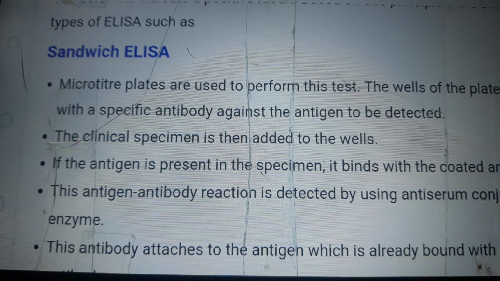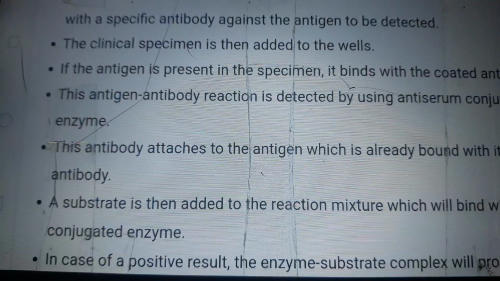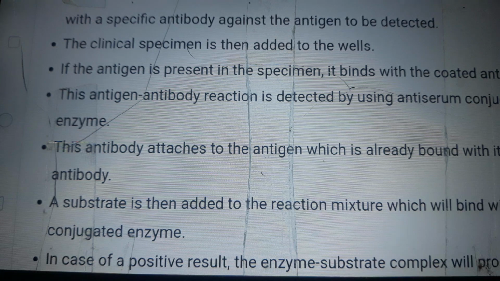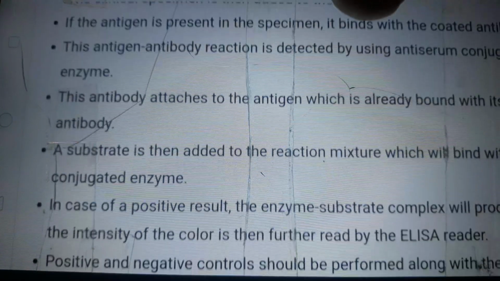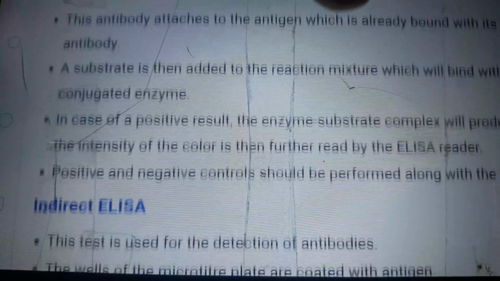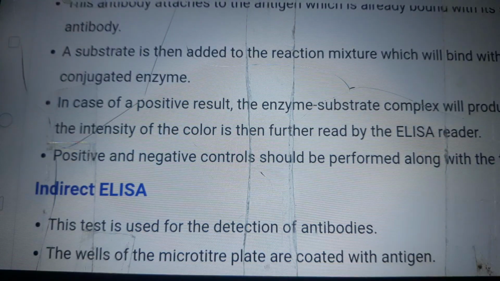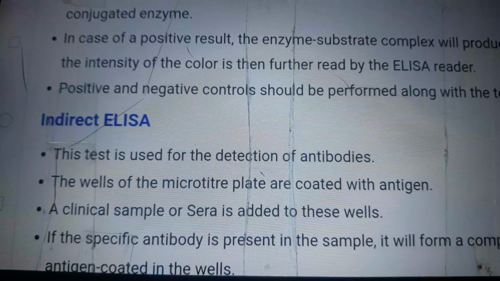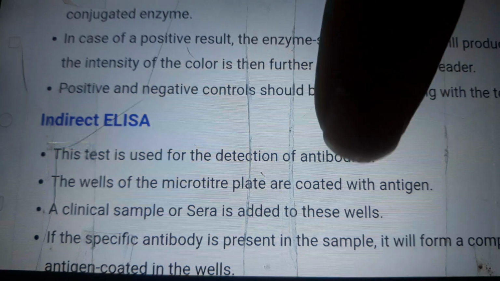If the antigen is present in the specimen, it binds with the coated antibody. This antigen-antibody reaction is detected by using antiserum conjugated with an enzyme. This antibody attaches to the antigen which is already bound with its specific antibody. A substrate is then added to the reaction mixture which will bind with the conjugated enzyme. In case of a positive result, the enzyme-substrate complex will produce color, and the intensity of the color is then further read by the ELISA reader. Positive and negative controls should be performed along with the test.